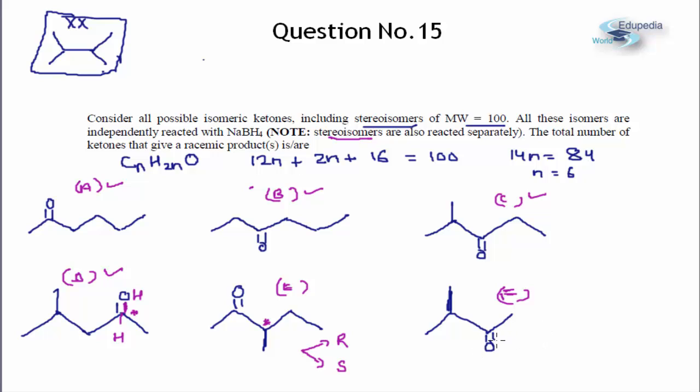Let us consider F. In case of F, again I am drawing the structure here. If I put one H over here and I am just removing this bond and put an OH over here, so again this carbon will be a chiral carbon, you can see it over here. So F will also give you a racemic mixture. Fine. So we have 5 so far.